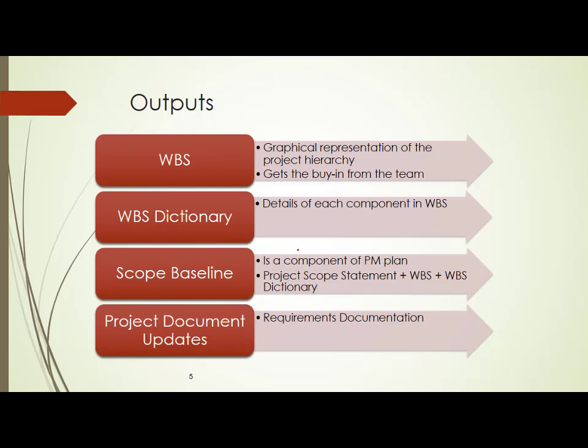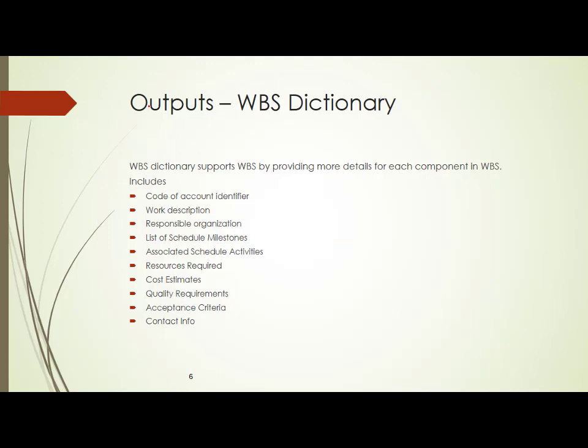So, we will see one by one how it is actually done and implemented. Now, what does this WBS dictionary include? You have got so many things in the WBS dictionary. It will have one code of account identifier, very important, we will talk about this.